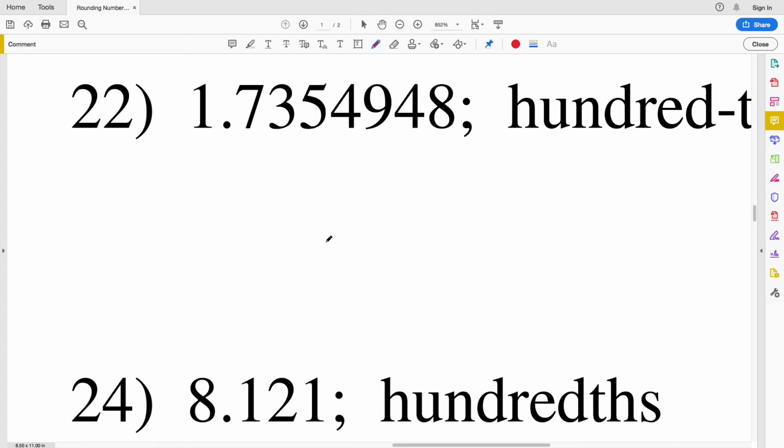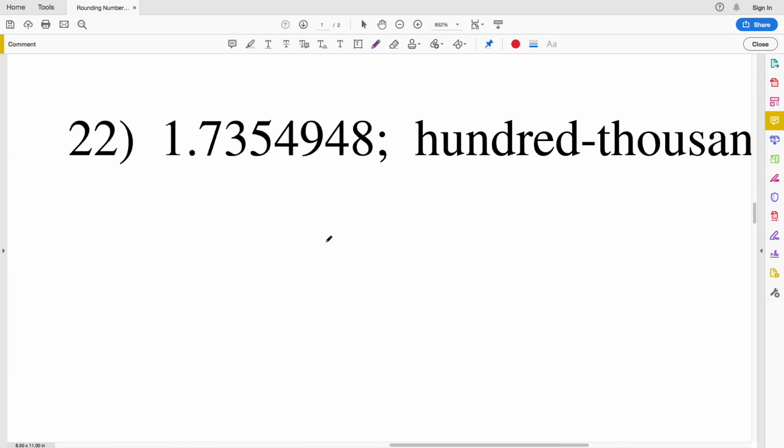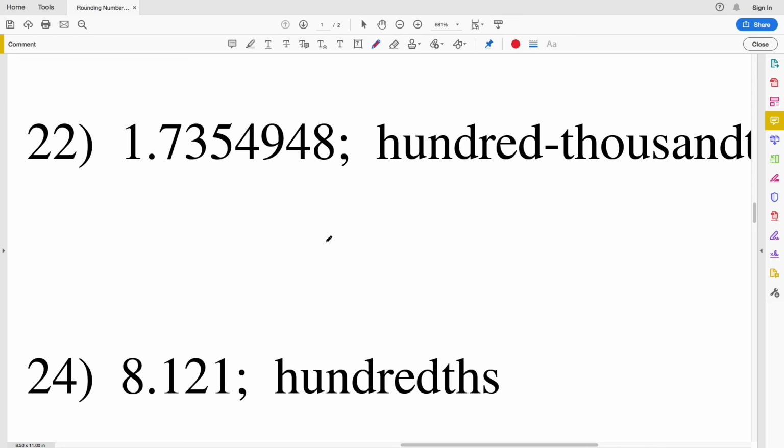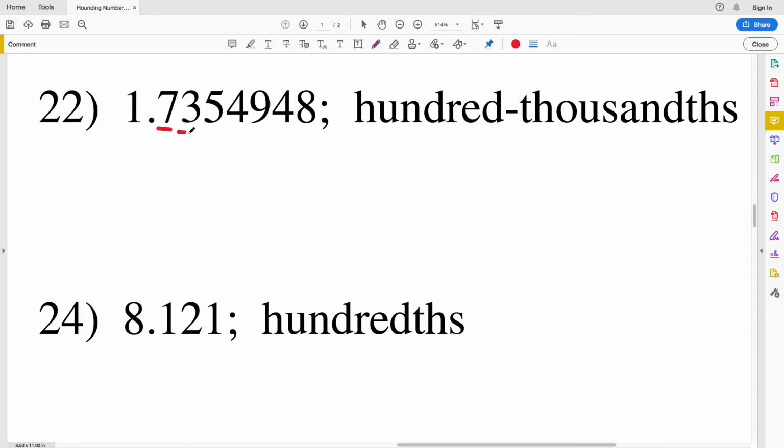For number 22, we're rounding to the nearest hundred thousandths. So remember, we have tenths, hundredths, thousandths, 10,000ths, hundred thousandths. So we're looking at this 9. And the digit to the right of the 9 is a 4, which is less than 5. We know we're going to keep the 9 as is. So this is 1.73549, or 1 and 73,549 hundred thousandths.